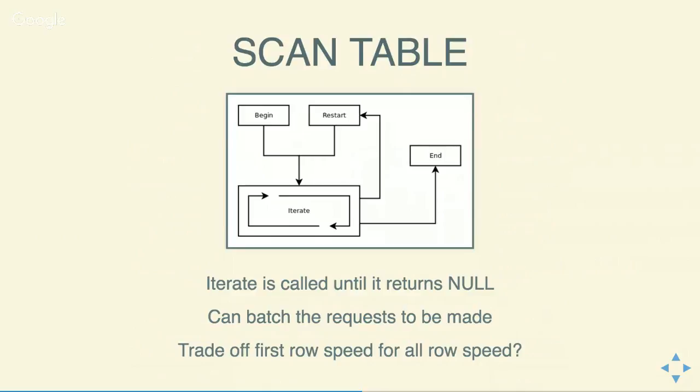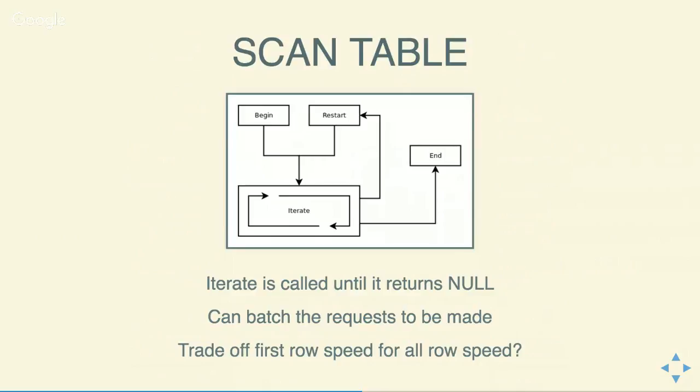Each call to iterate will return a single row. If it returns null, then iteration is complete, and you will move on to the end of the scan. But obviously, iteration gives you a chance to batch your requests to the foreign data source and then start returning the rows from the batch. And in this way, you can have a foreign data wrapper which provides a number of rows quickly and then the entire data set over time.